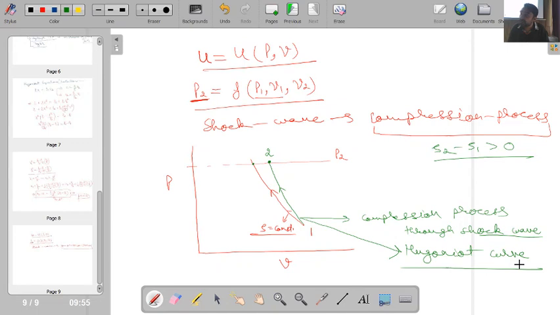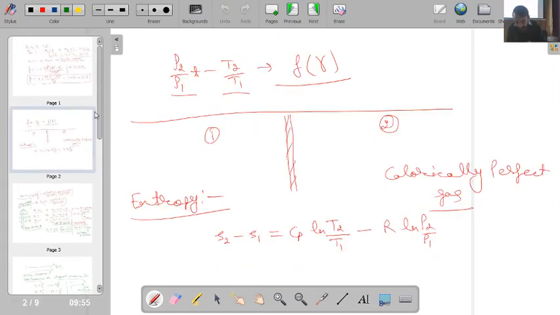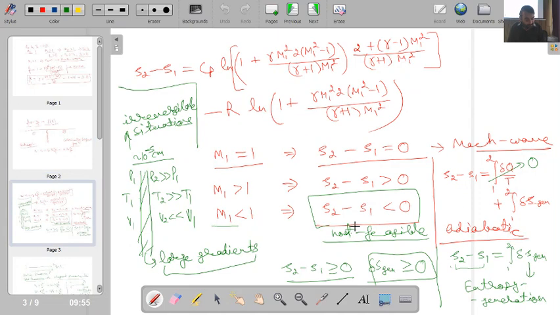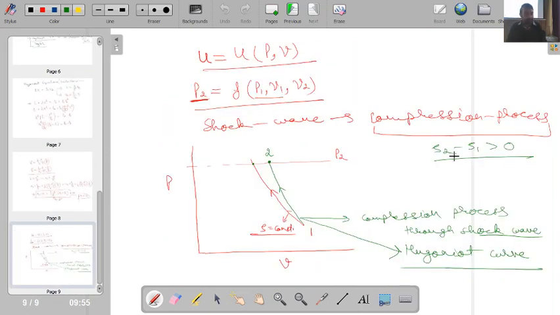The process will not be isentropic if we have the presence of a shock wave. Just now I have determined the entropy change for a shock wave. When I calculated the entropy change, I found that S2 minus S1 is greater than 0 for a shock wave. For an isentropic process, S2 minus S1 has to be equal to 0. So as in the case of a shock wave my entropy is increasing, it means it is not an isentropic process. Up to this point, is it clear or is anyone having any doubt?